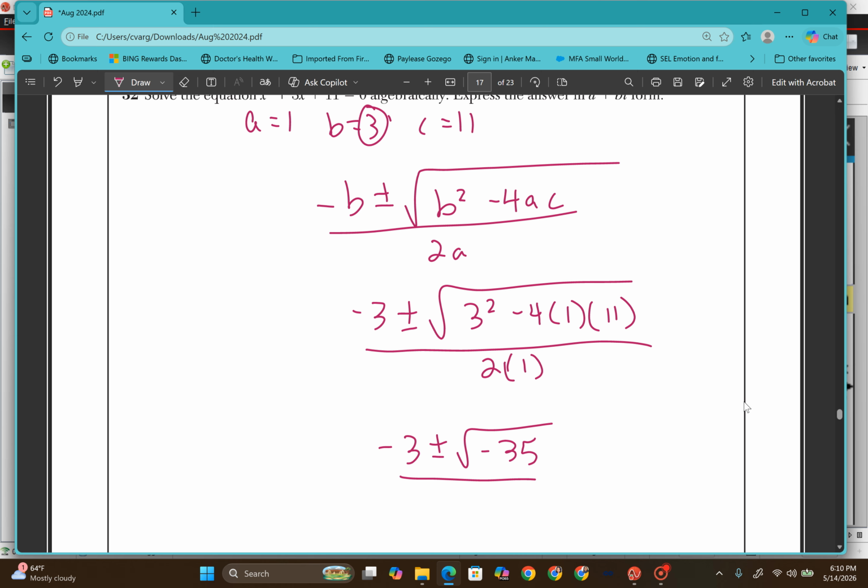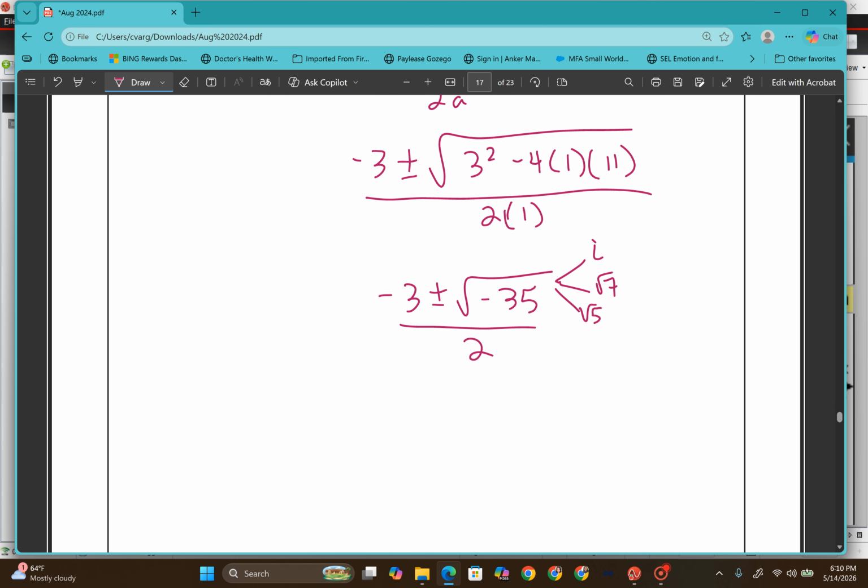Now, anytime there's a negative under a radical, right, what comes out? An i always comes out. 35 is radical 7 times radical 5. You can't break this down any further. So negative 3 plus or minus, the i comes out, radical 35. We're good? And this is all over 2.